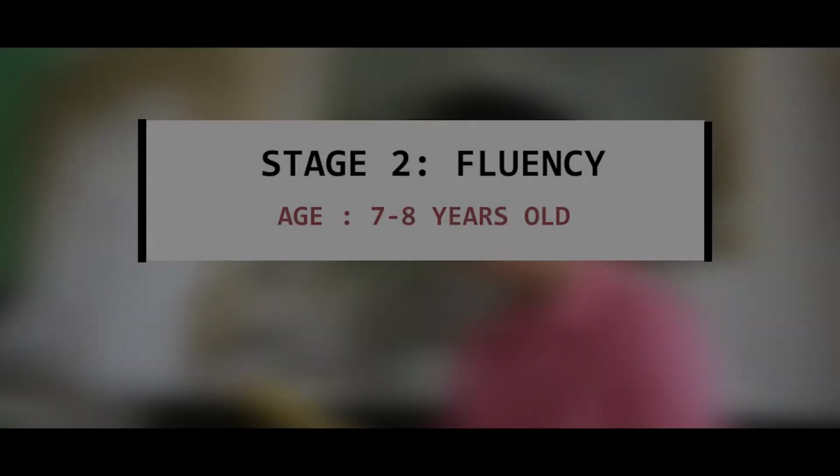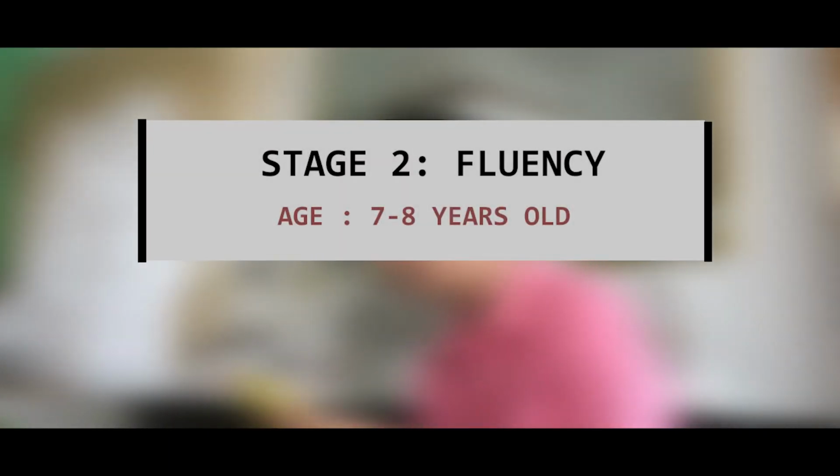The next stage is stage 2, confirmation and fluency. The age for this stage is 7 to 8 years old, where the child reads simple familiar stories and selections with increasing fluency. This is done by consolidating the basic decoding elements and context in the reading of familiar stories and selections.